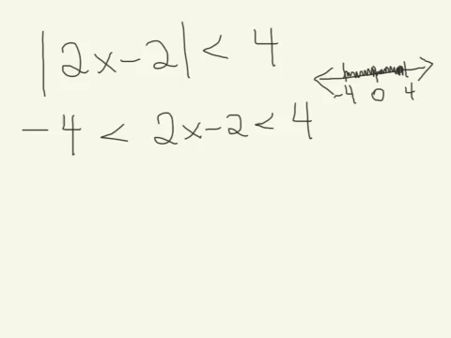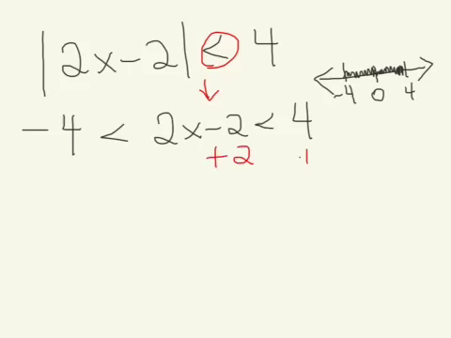So, key thing to remember here then is that if you have a less than symbol, you're going to end up dropping the absolute value bars and then rewriting the problem as a compound inequality, where you keep the 4 on the right side, but you also have to put the -4 on the left side, okay?